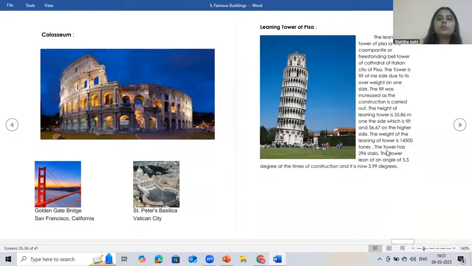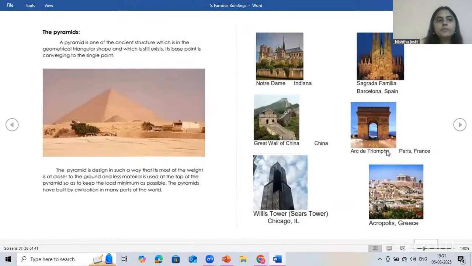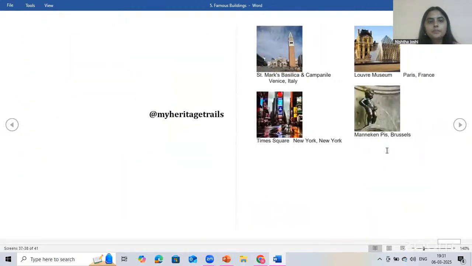The Coliseum in Rome, the Leaning Tower of Pisa, Golden Gate Bridge in California, the St. Peter's Basilica in Vatican City, Pyramids of Giza, Notre Dame in France, Sagrada Familia, a famous cathedral designed by Antoni Gaudí in Spain, the Great Wall of China, which is one of the 7 wonders of the world, the Arc de Triomphe present in Paris, the Willis Tower in Chicago, Acropolis, which was a town in Greece. Acropolis is also the place where the famous Greek temple of Parthenon is located.